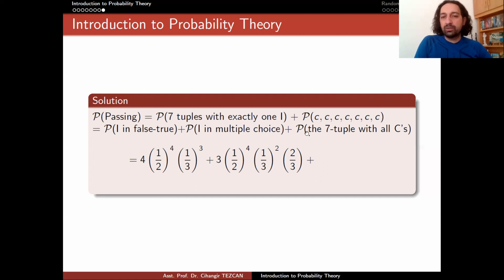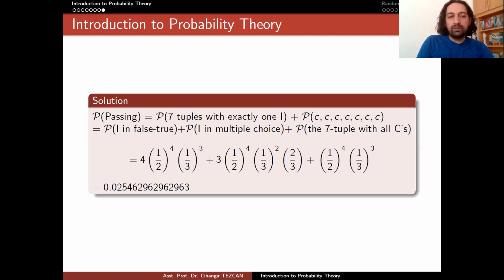And the final part is correctly answering all 7 problems. The probability of this is actually 1/2 to the power 4 multiplied by 1/3 to the power 3. So this is the answer. And if you compute this, you will see that the answer will be 0.02546 and so on. So this is the probability of a student who is unprepared and randomly guessing the answers and passing the exam. But interestingly, you can see that this is more than 2%.